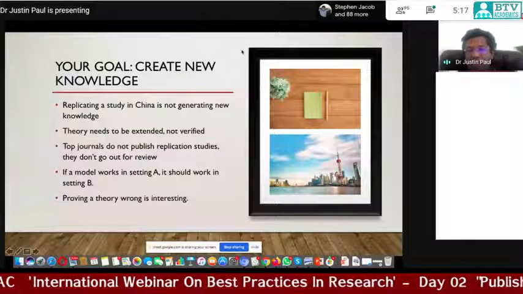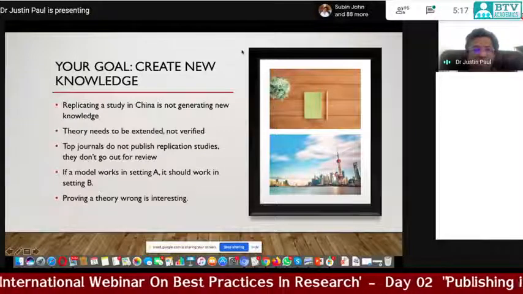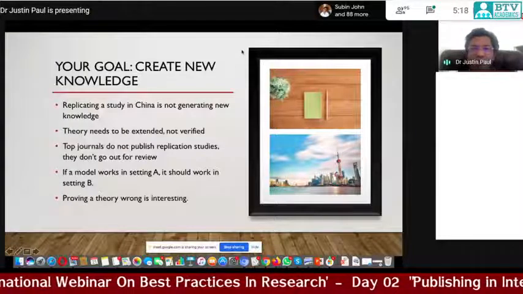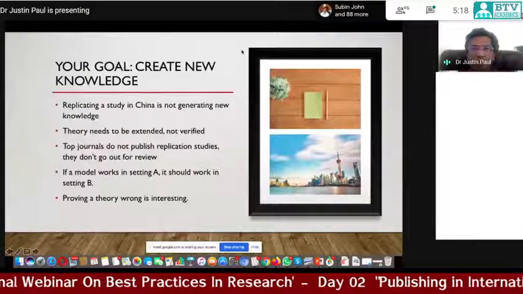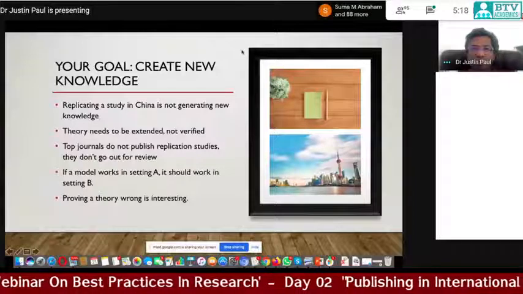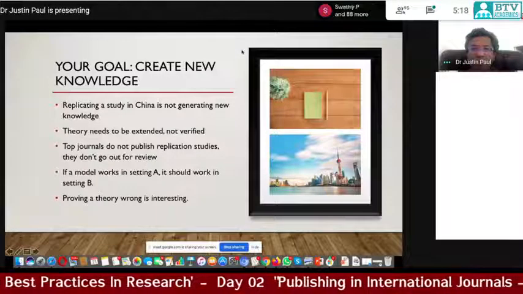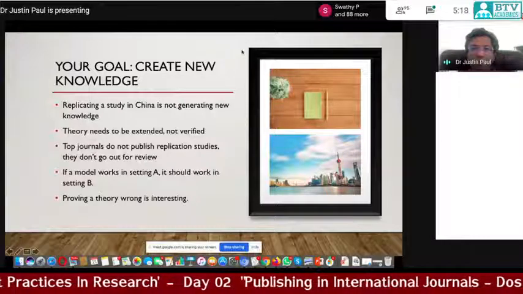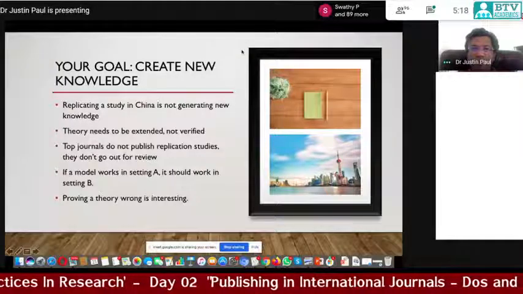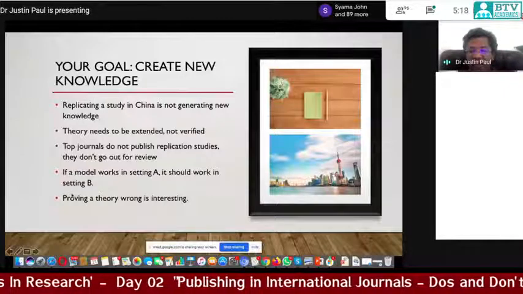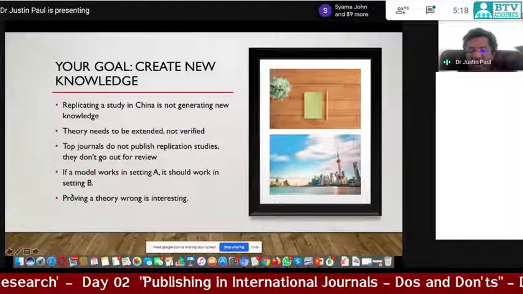For example, what you're talking about in the Indian context should also be applicable, should also be working in the British or American or European context. For example, you can try to prove a theory wrong. That can be a challenge. That can be an interest of many people. Or you can have that kind of argument. Or you can develop a new theoretical model.